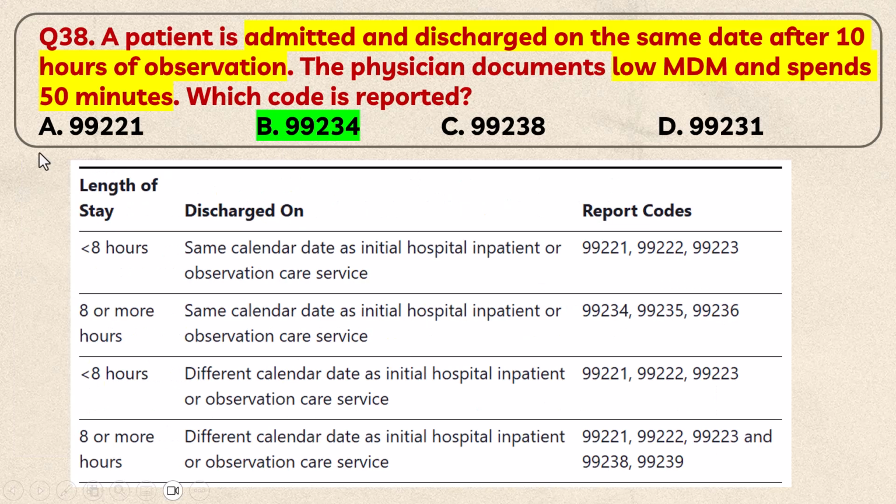So here is the summary. You can see less than 8 hours, these codes you had used; 8 hours or more same day, you had used these codes; less than 8 hours in different days, you can use these codes; and more than 8 hours in different calendar days, you can use these codes. So please take your CPT codebook and read the description for these codes.